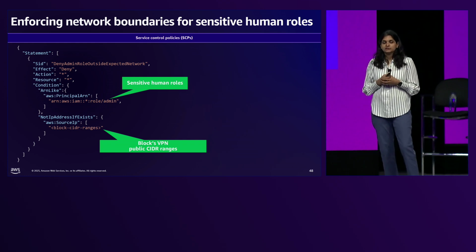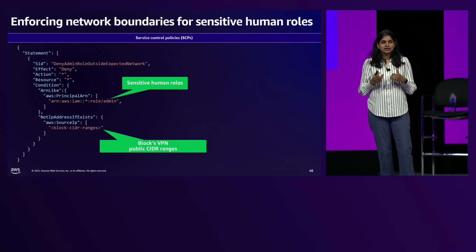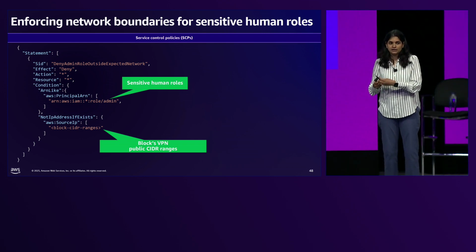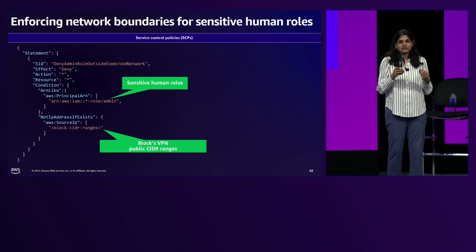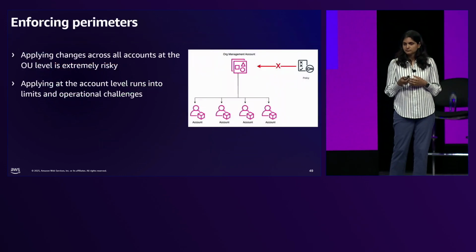This also helps us with AI-level attacks, because what happens if somebody tricks the AI agent into revealing sensitive information? We still have network controls on it. So only if the request is coming from within the VPN network would the AI agent be able to give the correct information.